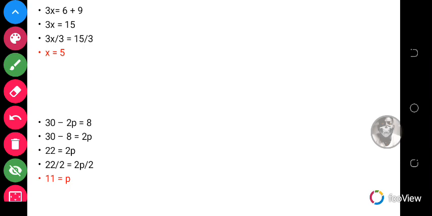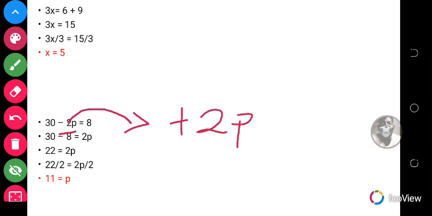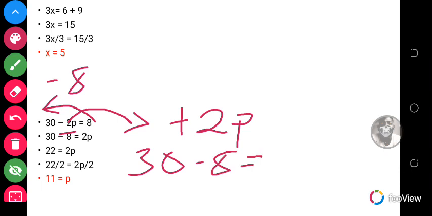So let's look at this question too. 30 minus 2p is equal to 8. We want this to be positive, so we are going to move this across the equal to sign. And what is going to happen? The sign is going to change to a positive 2p. And we want 8 to move to the other side. So when positive 8 moves to the other side, it's going to be negative 8. Let's write it in a good way. We are going to have 30 minus 8 is equal to 2p.